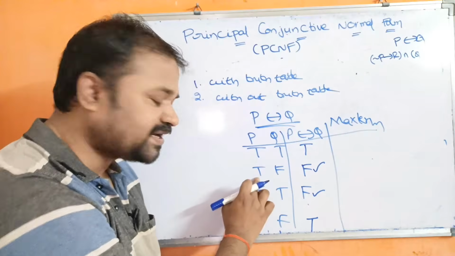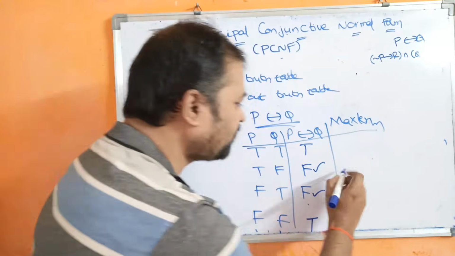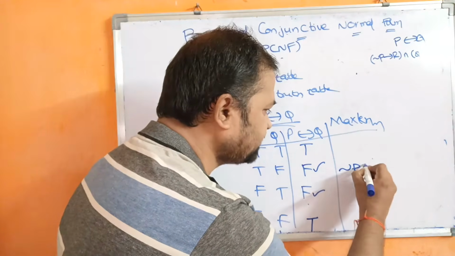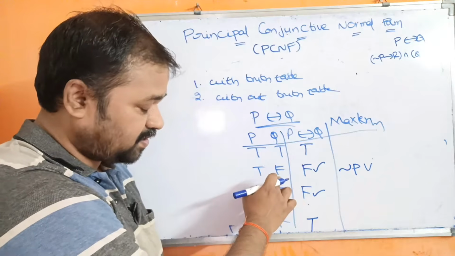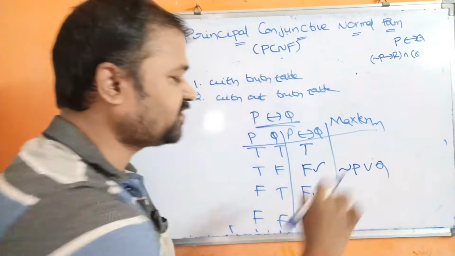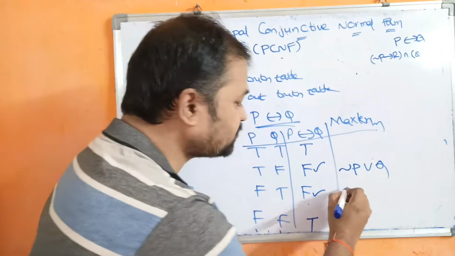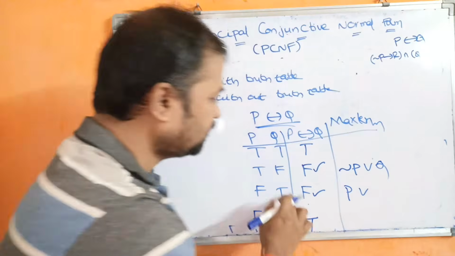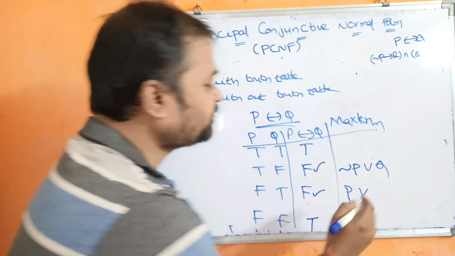So for this false, what is the max term? Here we always take negation. Negation of true means false. So P is true means negation P. Max term means OR operation. And here false. Negation of false means true. That means Q. So this is one max term. Here false, negation of false means true, so P. Or here we have true. Negation of true means what? False. Q is true means negation Q.